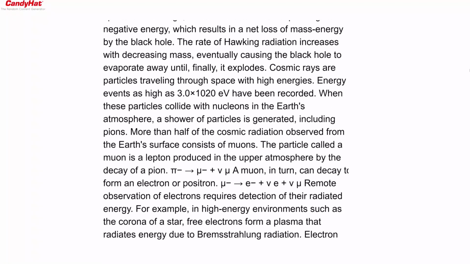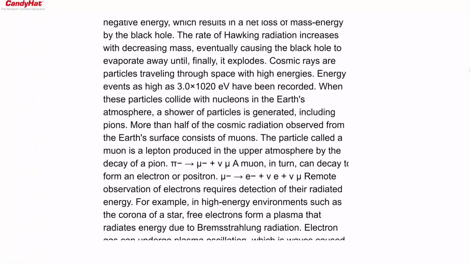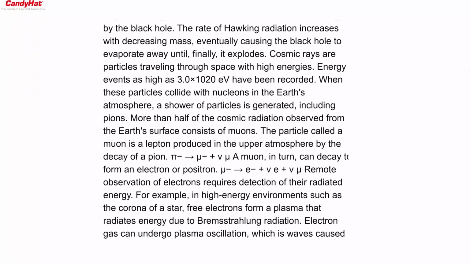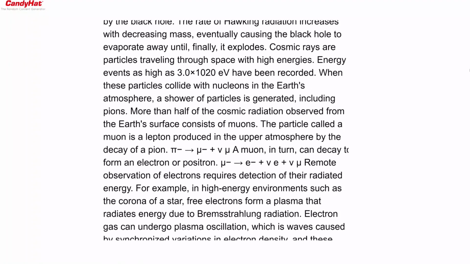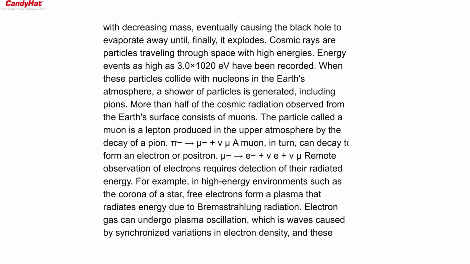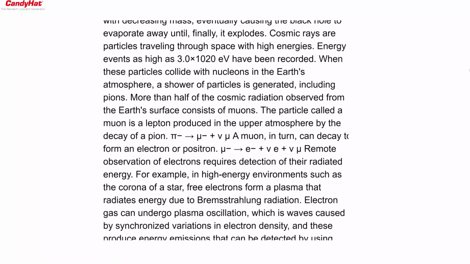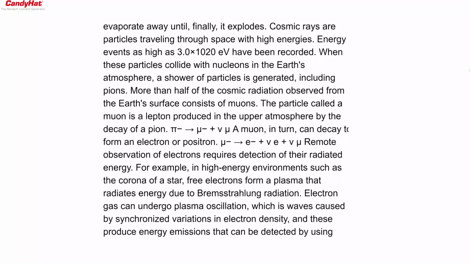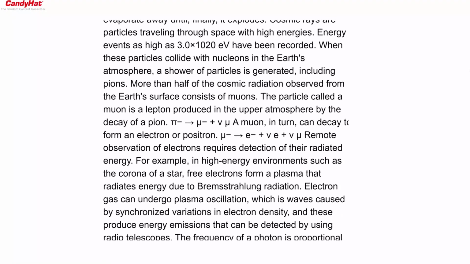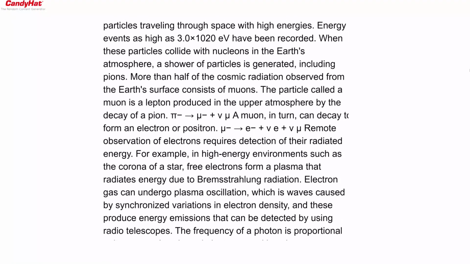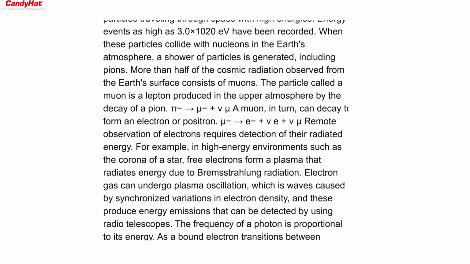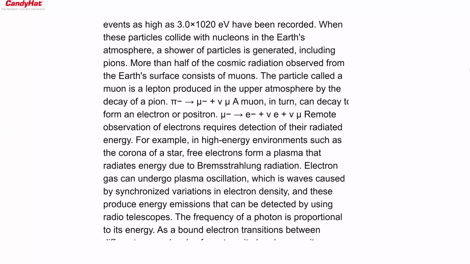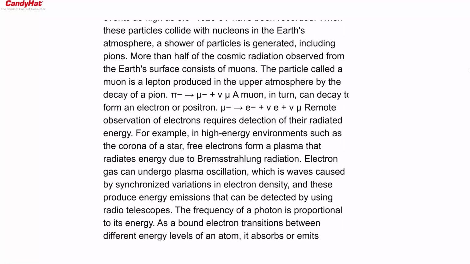Energy events as high as 3.0 × 10^20 eV have been recorded. When these particles collide with nucleons in the Earth's atmosphere, a shower of particles is generated, including pions. More than half of the cosmic radiation observed from the Earth's surface consists of muons. The particle called a muon is a lepton produced in the upper atmosphere by the decay of a pion.